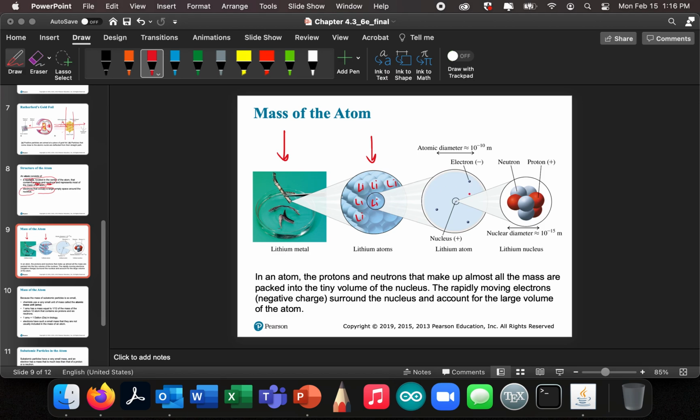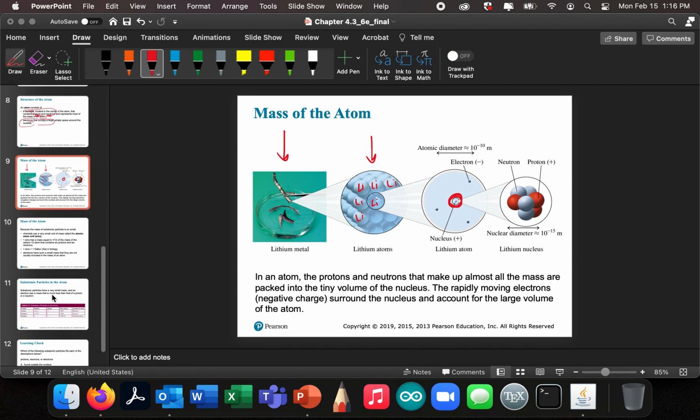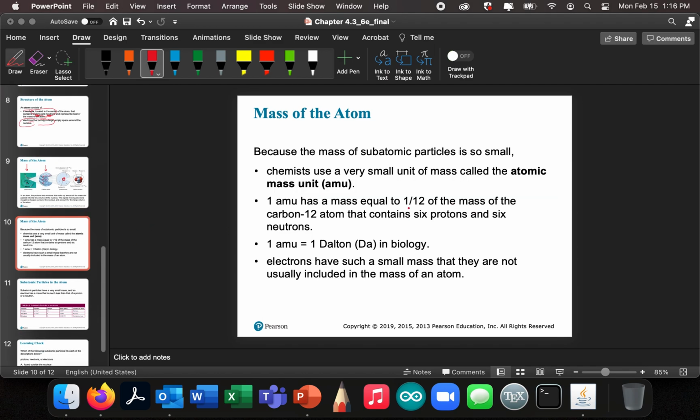If we took one of those atoms and blew it up, we would find that there's a little tiny nucleus here that's made up of protons and neutrons, and outside the nucleus is an electron cloud that's made up of electrons. All right, so more details on that.